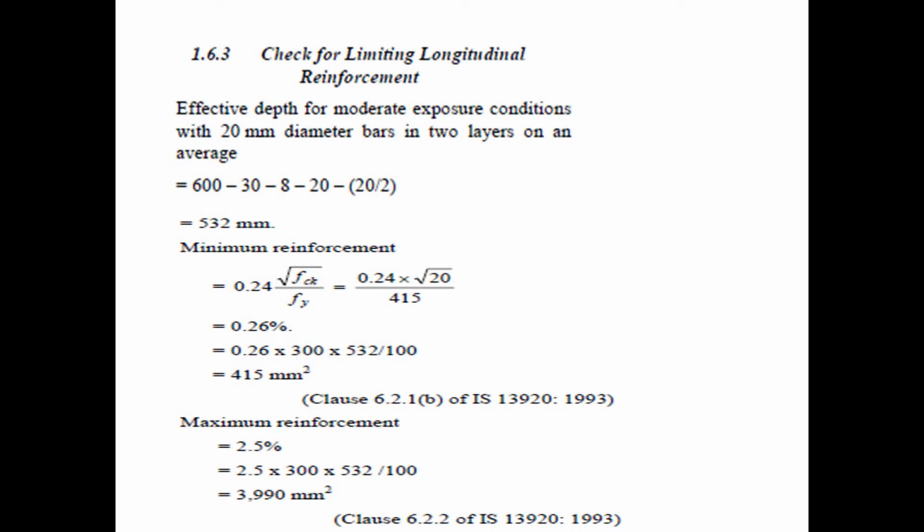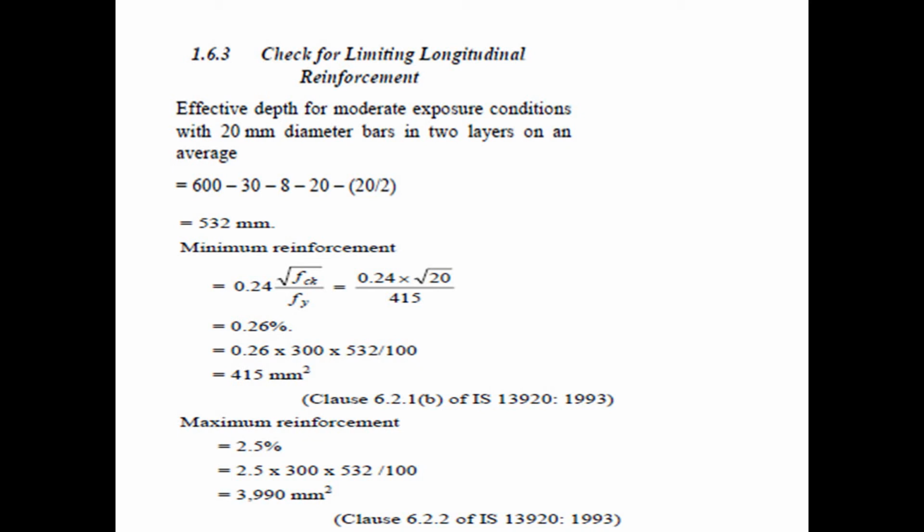Then the important criterion is the minimum reinforcement criterion. The formula for calculating the minimum reinforcement as per IS 13920 is 0.24 under root of fck by fy. We just have to put in the values, and we will get 0.26% as the minimum reinforcement. Therefore 0.26 into 300 into 532 by 100, multiplying by the area of the beam, we will get the minimum reinforcement as 415 mm square. So as per the ductile detailing code, the minimum reinforcement to be provided in the beam is 415.